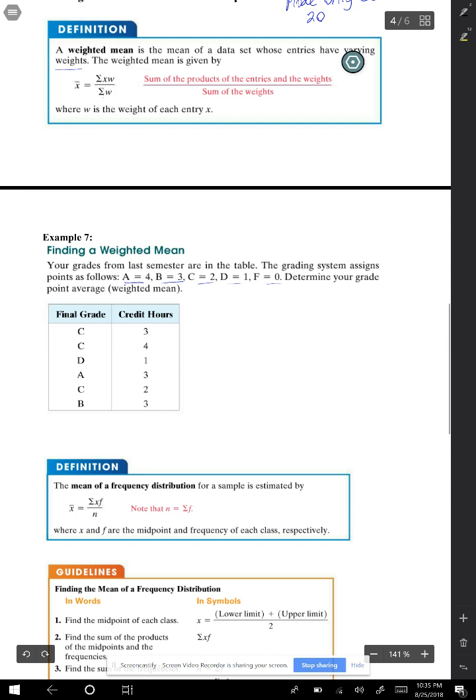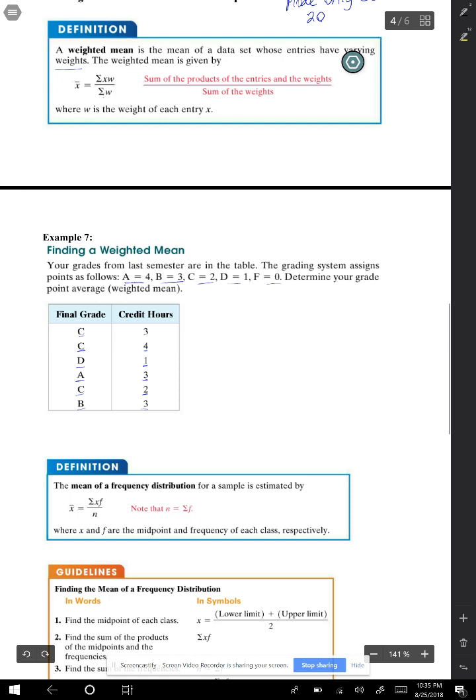So you had 3 credit hours and you earned a C. You had another class that was 4 credit hours, you earned a C there. A 1 credit hour class got a D, 3 credit hours an A, 2 credit hours a C, and 3 credit hours a B.